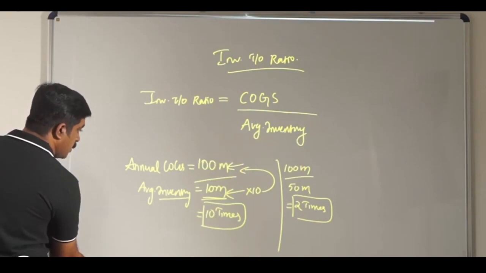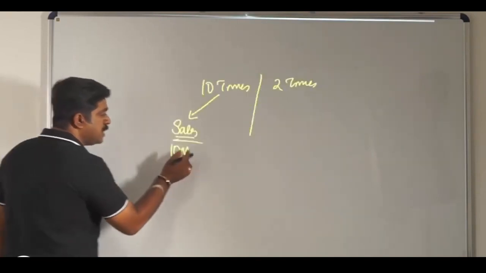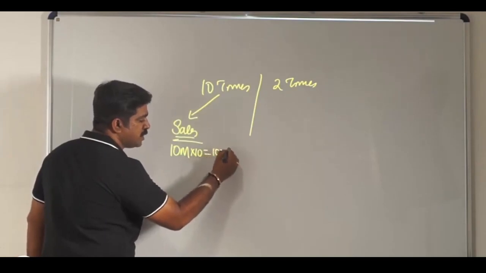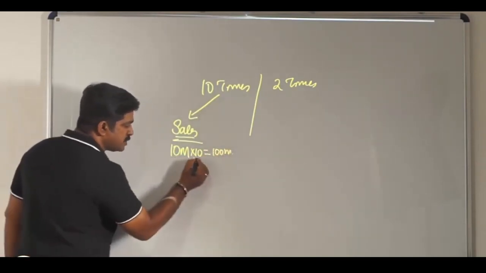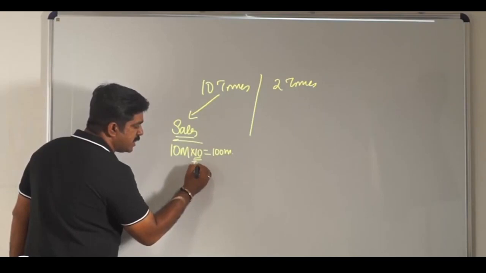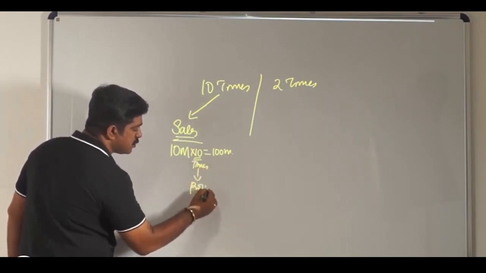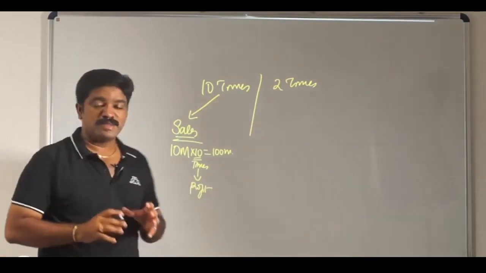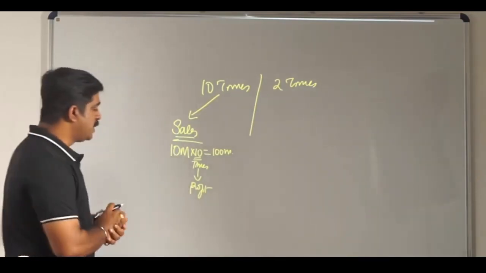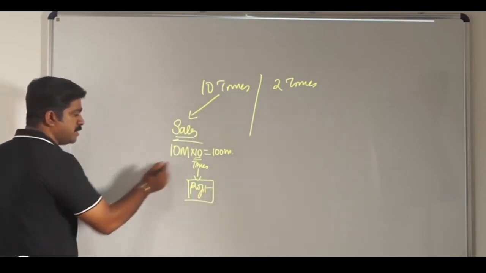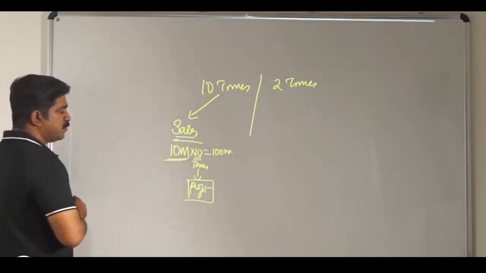Sorry for that. 10 million into 10 times is the cost of goods sold, that is 100 million. But the point which you have to understand is that this entire 10 times is going to bring in profit. It means my profit making capacity is 10 times on this 10 million.